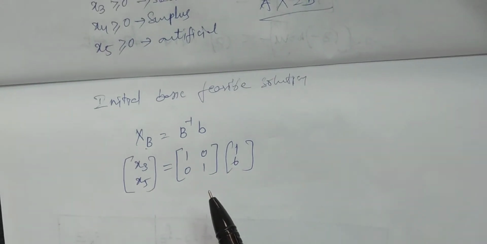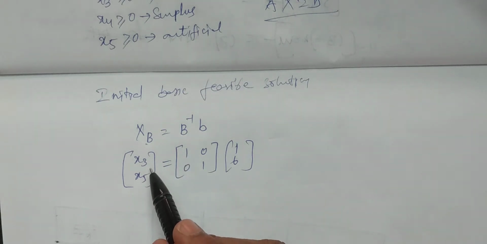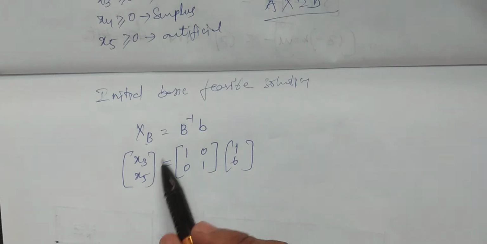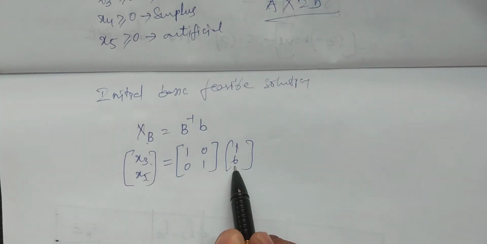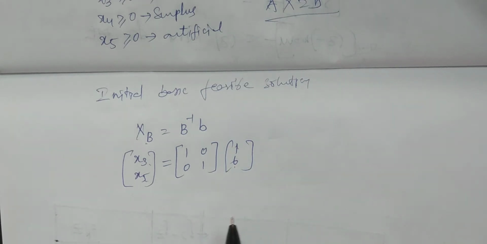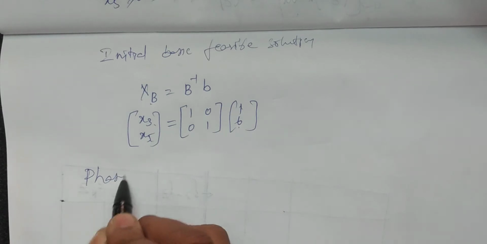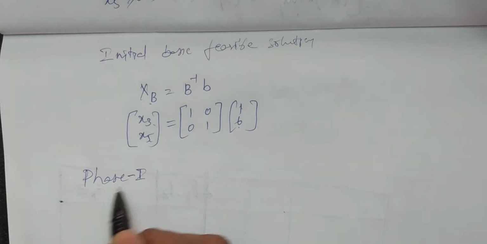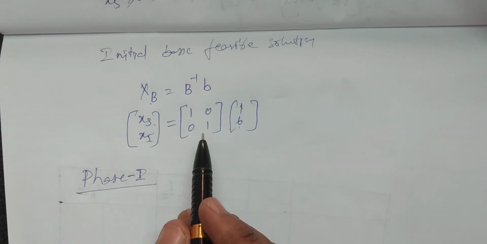So this is the basis matrix and the corresponding values of the variables in the basis matrix. This is the initial basic feasible solution, x3 is equal to 1, x5 is equal to 6. With this we have to start, we have to go for phase 1. We have to write this particular initial solution in simplex table 1 in phase 1.